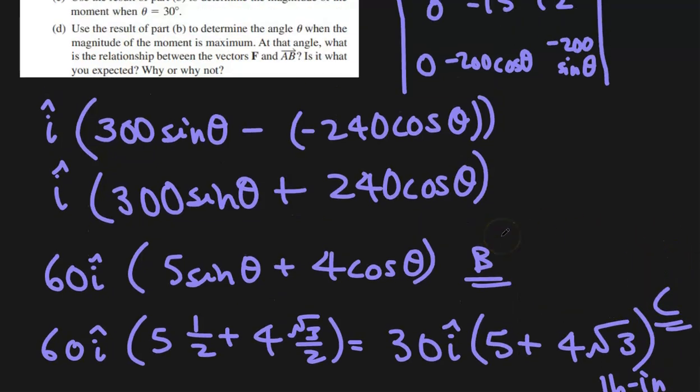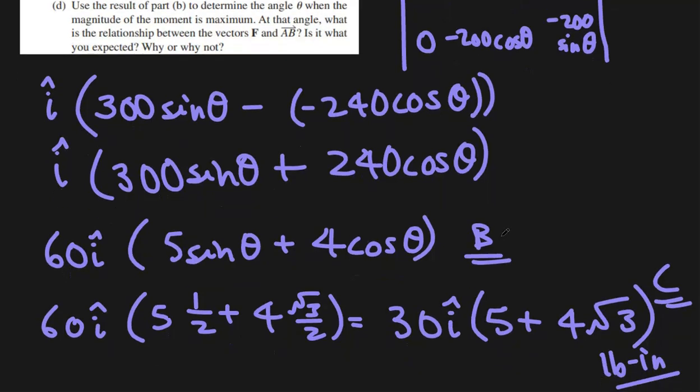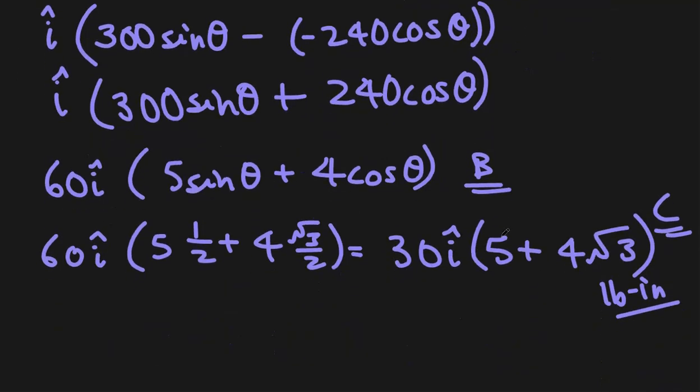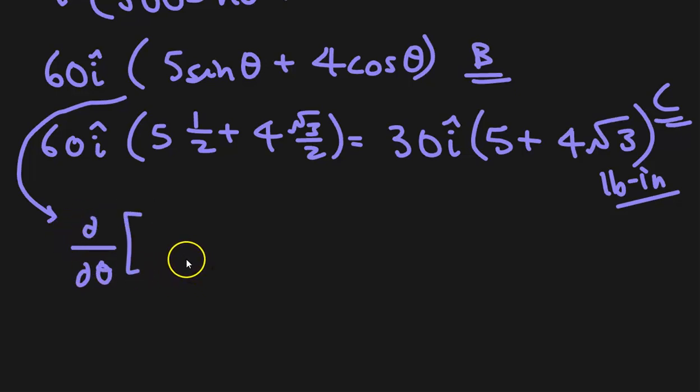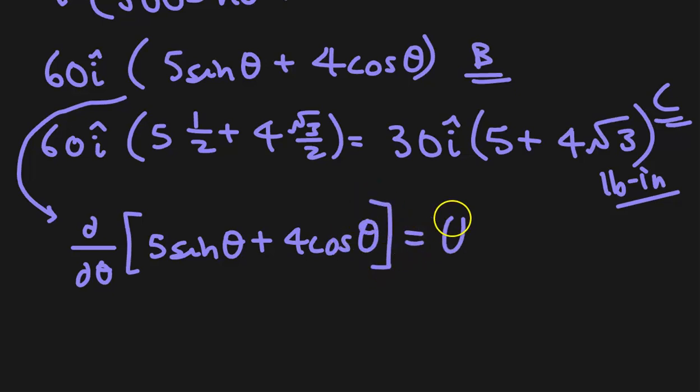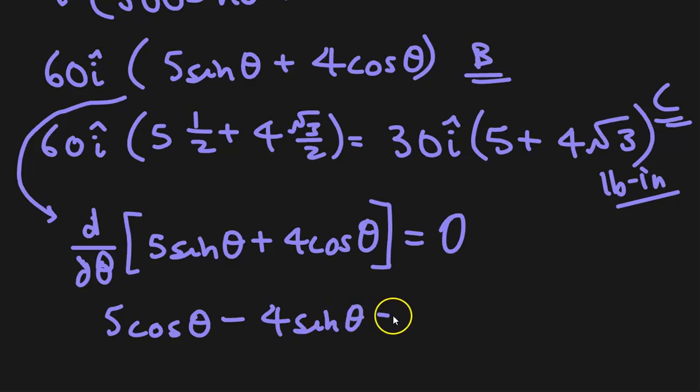Now let's move on to part D, which is where we're going to be essentially optimizing it to find the maximum possible magnitude. The 60 is a constant, so I'm going to just bring this out over here. You want to take the derivative and equate that with 0 to find the ideal angle to optimize it, right? So 5 sine theta plus 4 cosine theta. The derivative of that with respect to theta is 0. And now we just need to solve for theta. So let me make this a little neater first so you can actually read what I'm doing. Doing this, we're going to get 5 cosine theta minus 4 sine theta equals 0.